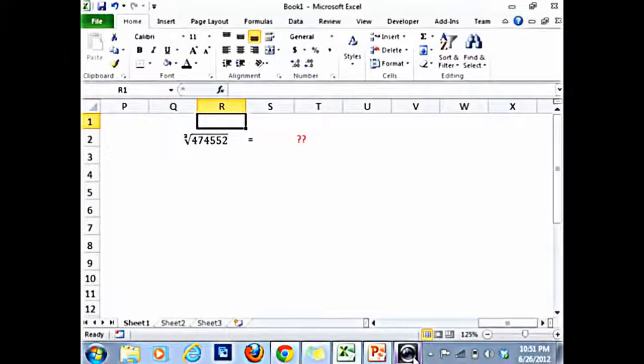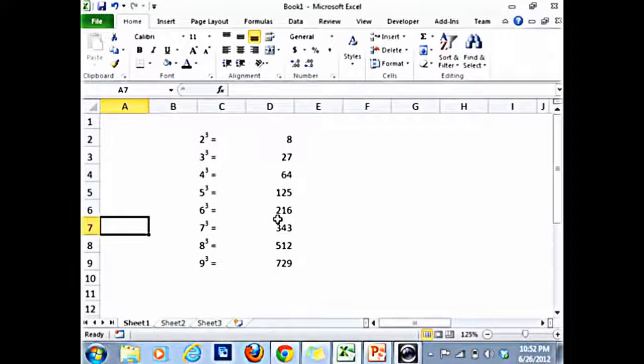Hi everyone, in this tutorial I will show you how to get the cube root of a large number without using a calculator. For example, I have 474552 and I want to get the cube root of this number. Before going further, we first have to look at the table for cubes of numbers from 2 to 9. So here is the table.